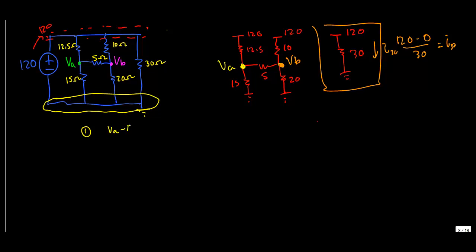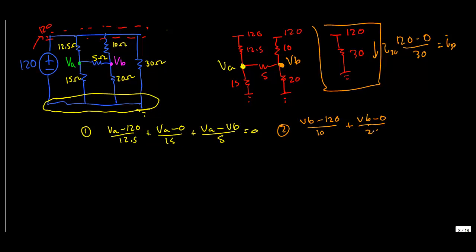VA minus 120 over 12.5 plus VA minus 0 over 15 plus VA minus VB over 5 is equal to 0. Okay, and then the second equation will be really similar. So we have equation 2, and we'll say that one is VB minus 120 over 10 plus VB minus 0 over 20 plus VB minus VA over 5 is equal to 0. And that's the two equations.